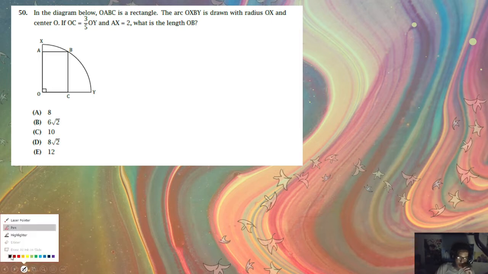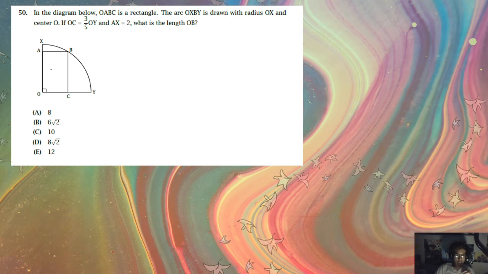Okay, since this is a quarter circle, that will mean that these sides here, OX and OY, are radii of a circle. And since OB is the diagonal of our rectangle, it also connects one point on the circumference of the circle to the center of the circle on the other end. So that's why it's also a radius of the circle. Therefore we can say that OX is equal to OB is equal to OY.